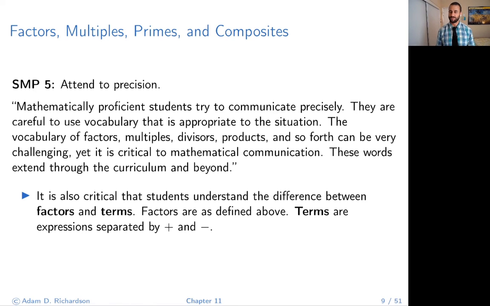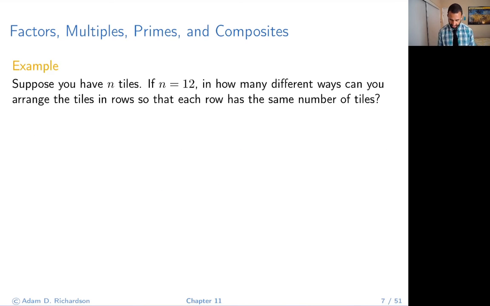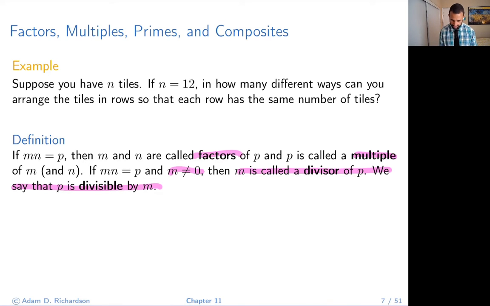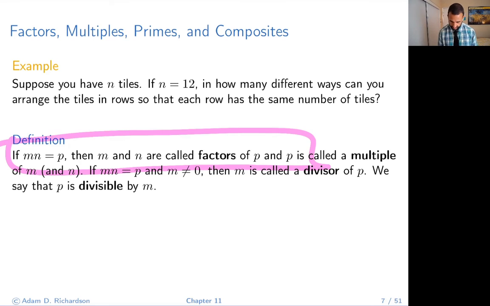Okay, so this is one of my favorite experiments here. I love this one. It's critical that students understand the difference between factors and terms. Factors are defined as above, right? What is a factor? We saw that. Here it is. Here's the definition of factor right here. So we know what factors are.